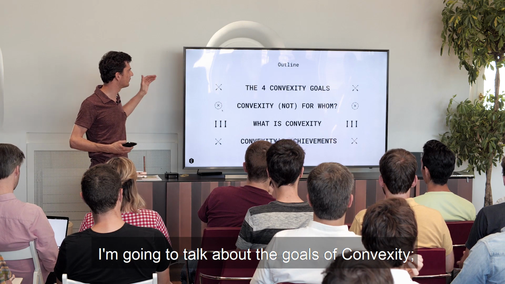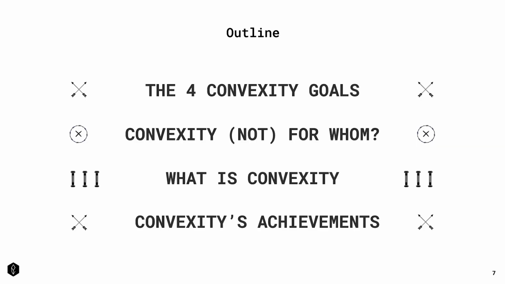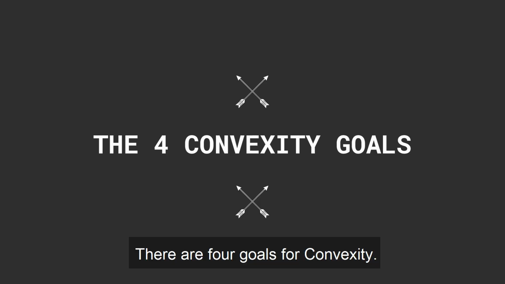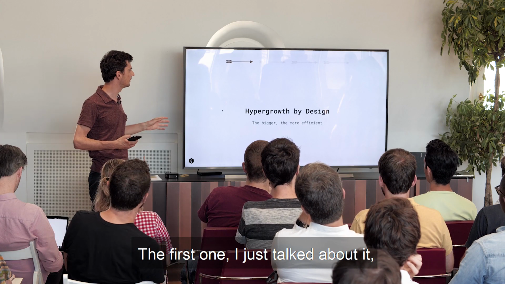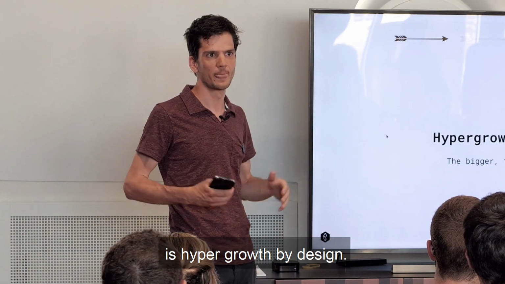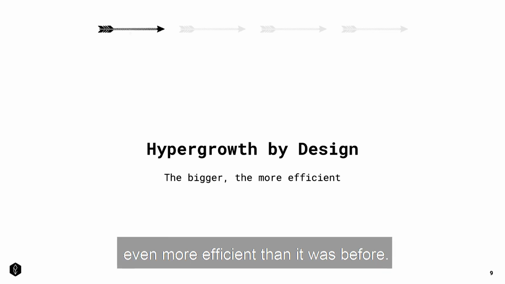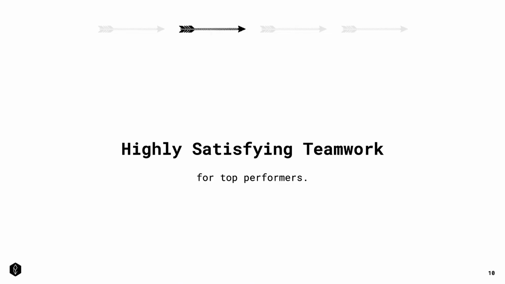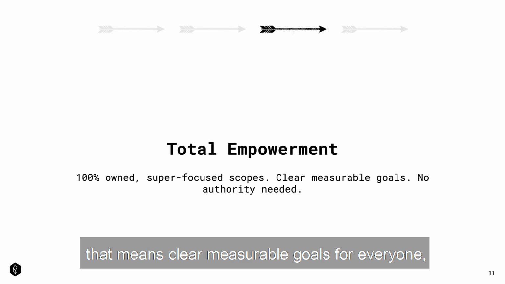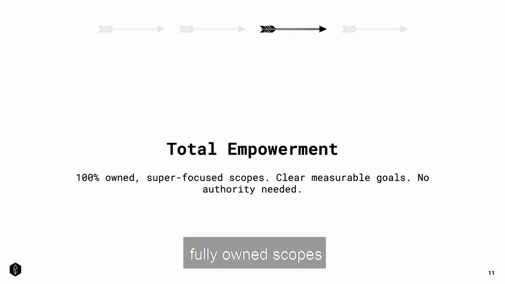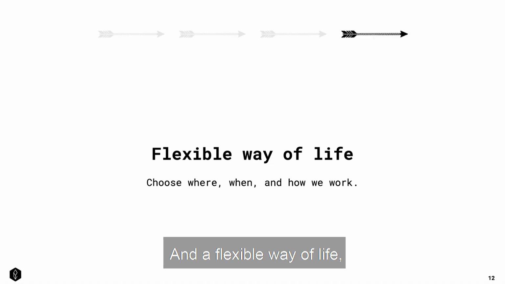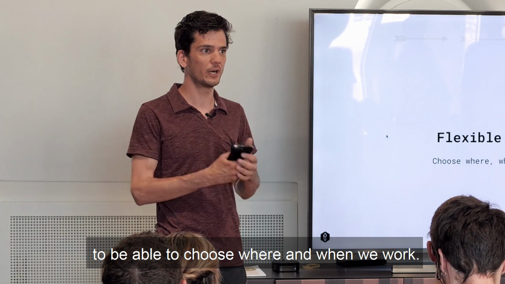So I'm going to talk about the goals of Convexity, who is Convexity for and not for, what is convexity, and what we have already achieved with it. There are 4 goals for convexity. The first one, just talked about it, it's hypergrowth by design. A bigger company being even more efficient than it was before. A highly satisfying teamwork for the top performers who work in convexity. Total empowerment, that means clear measurable goals for everyone, fully owned scopes, and no authority needed to make this work. And a flexible way of life to be able to choose where and when we work.